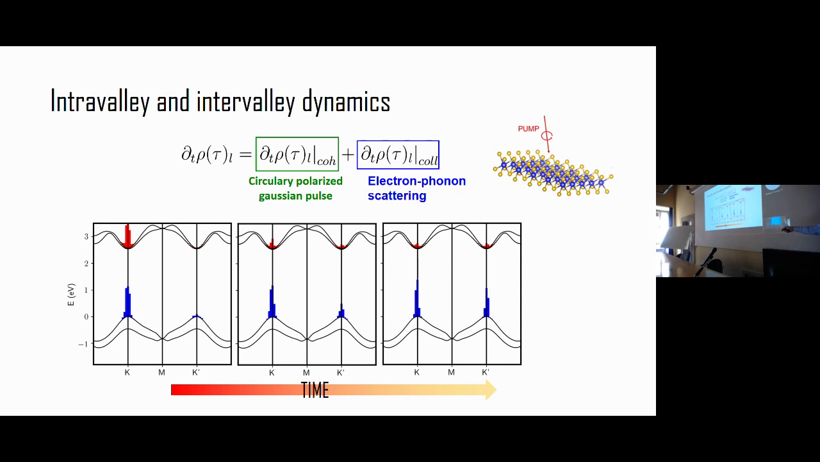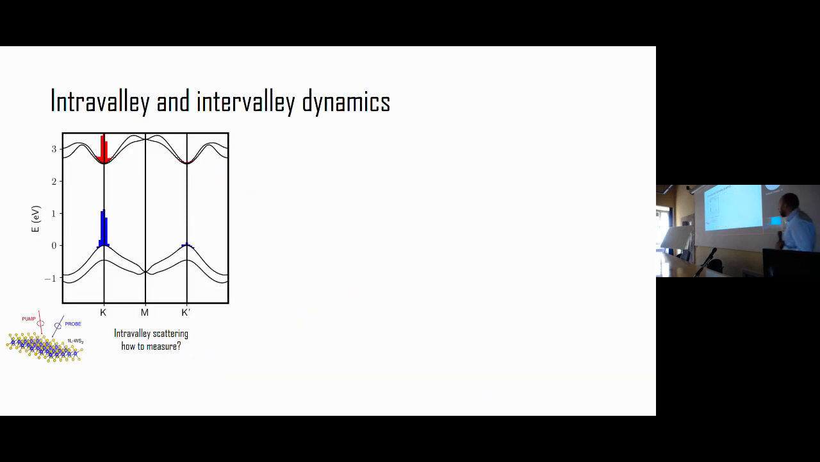Because they can scatter to other states that are here and to other states in the other valley. This you can measure as well. How? You go with a pump in one valley, that will be the pump at the A exciton, and you can probe with the same circular polarization at another energy.